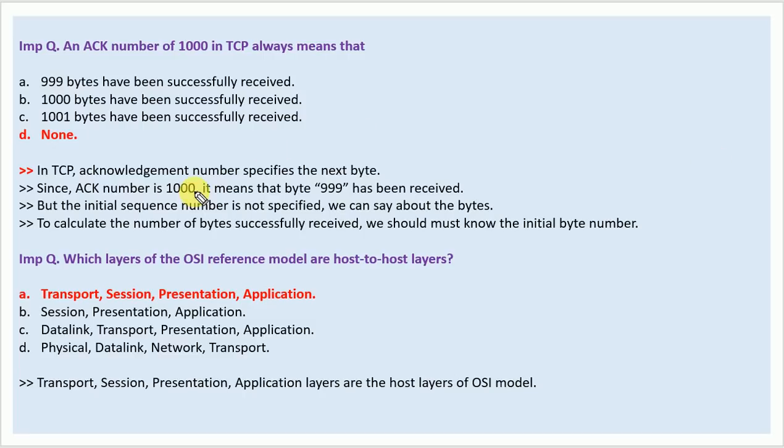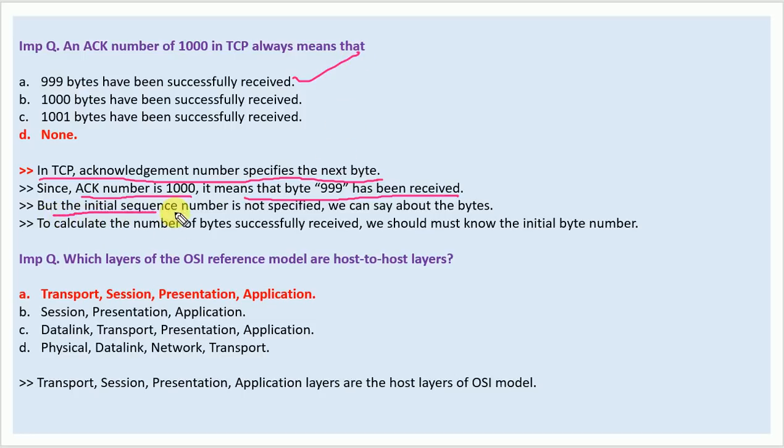Why? Because let's understand these four basic points I have mentioned to elaborate this question. In TCP, acknowledgement numbers specify the next byte. Whatever the acknowledgement number I have, it will specify the next byte. So since the acknowledgement number is 1000, it means byte 999 has been received. But stop here, you have to pause here, because the correct answer is not 999. Why? Because the next point will explain why.